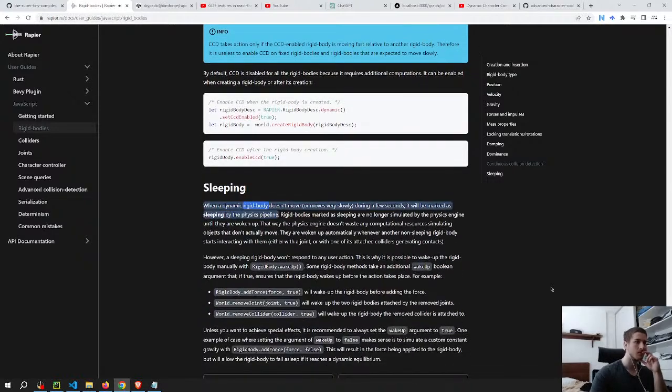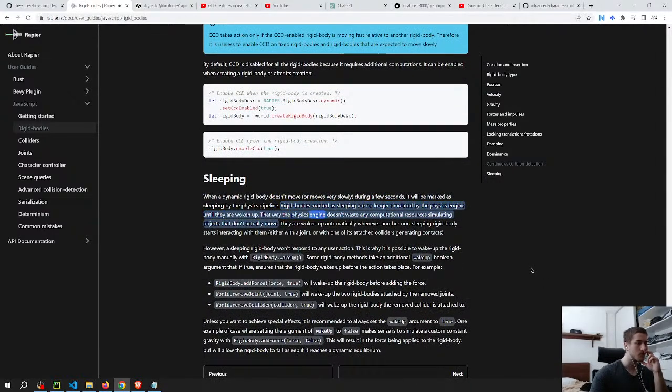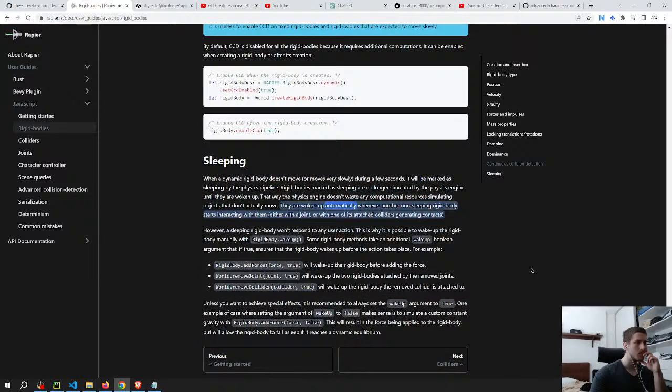Sleeping. When a dynamic rigid body doesn't move or moves very slowly during a few seconds, it will be marked as sleeping by the physics pipeline. Rigid bodies marked as sleeping are no longer simulated by the physics engine until they're woken up. That way, the physics engine doesn't waste any computational resources simulating objects that don't actually move. They're woken up automatically whenever another non-sleeping rigid body starts interacting with them, either with a joint or with one of its attached colliders generating contacts.